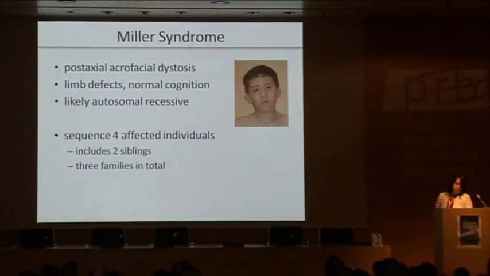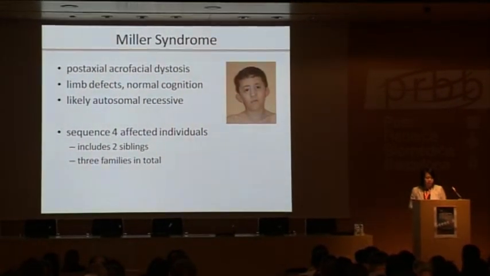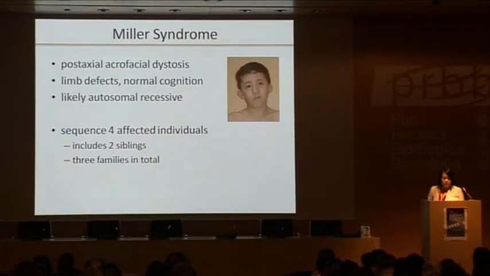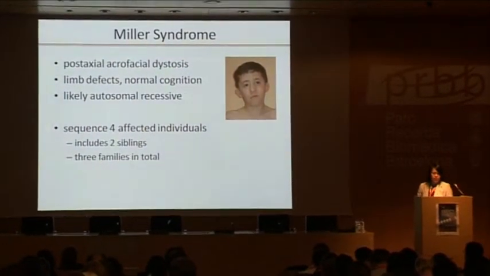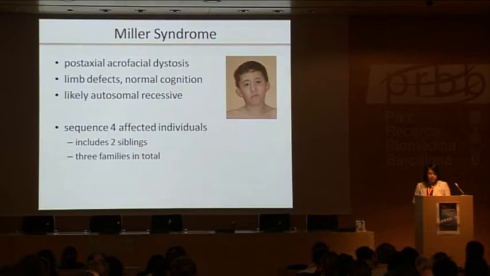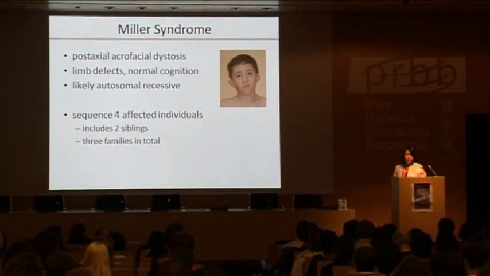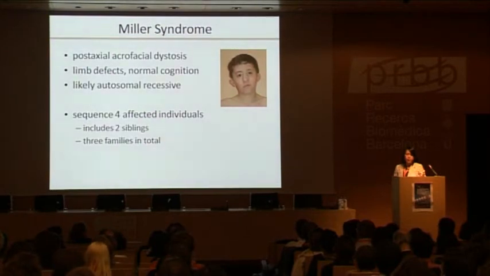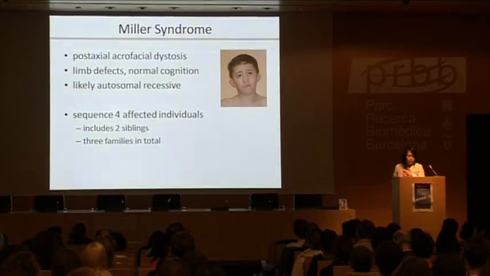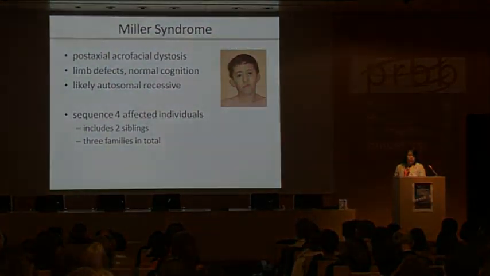So just some brief facts about Miller syndrome. The main phenotype that we're looking at were the limb defects in the syndrome, and based on the background that we knew, it was very likely to be autosomal recessive. The interesting thing about that was that most of the families that were described were non-consanguineous. Actually, all of them were non-consanguineous. The closest related parents in any of the described individuals were fifth cousins. And this is very unusual for what we think is a recessive disorder.